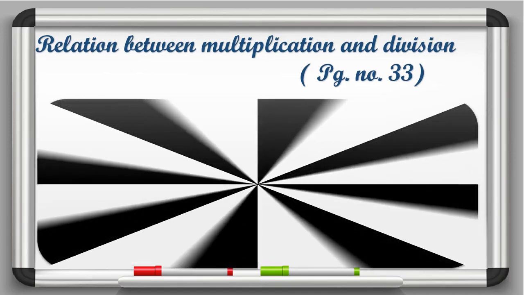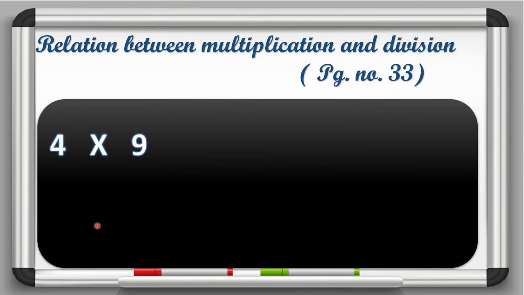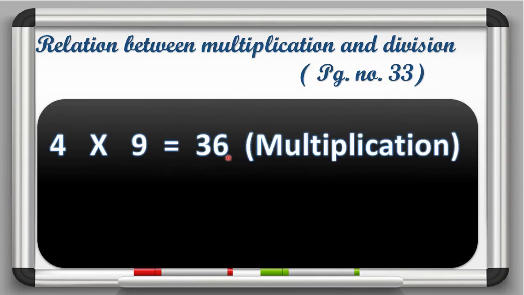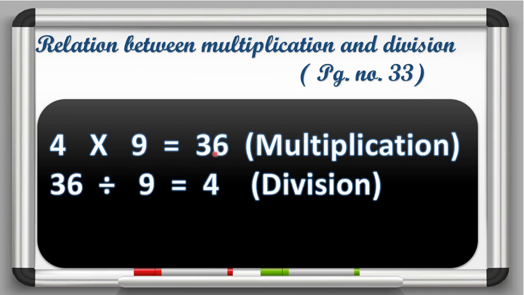Now the next one is 4 multiplied by 9 is equal to 36. This is multiplication. हमें पता है बेटा 4 को जब हम 9 से मल्टीप्लाई करते हैं, our answer is 36. Now we have to make division facts from it. Okay? So first of all, we will write this 36, जो हमारा greater number है, मल्टीप्लाई करने के बाद जो number आया है, divided by 9 is equal to 4. जब हमने 36 को 9 से divide किया, तो हमारा answer क्या आएगा बेटा? 4. This is division fact.